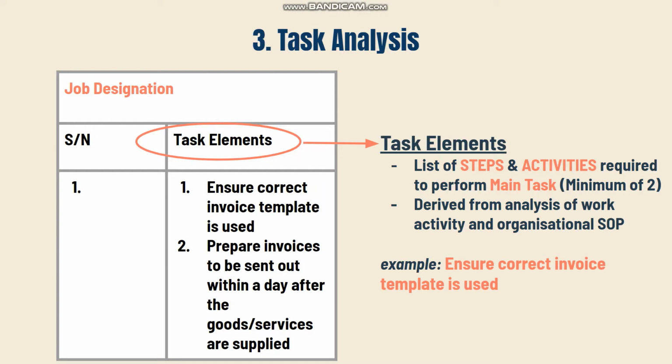Secondly, task elements detail the list of steps and activities required to perform the main task. There should be at least 2 steps to the task elements. It is derived from the analysis of work activity and organizational SOP. For example, a task element of managing accounts receivable is to ensure that the correct invoice template is used.